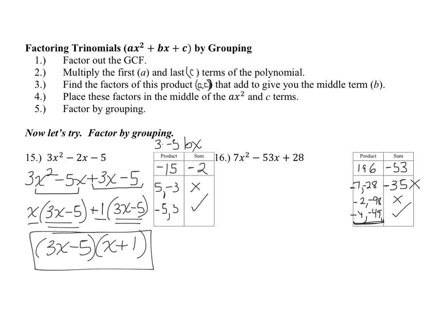So then I'm going to split up the negative 53 into negative 4x and negative 49x. So I'm going to break this into 7x squared minus 4x minus 49x plus 28.